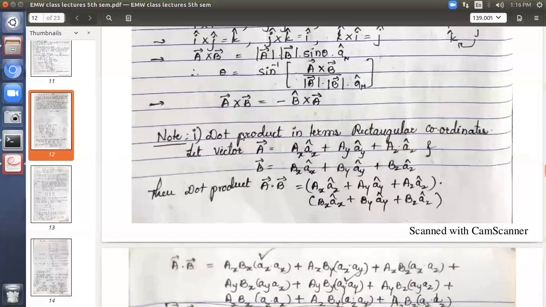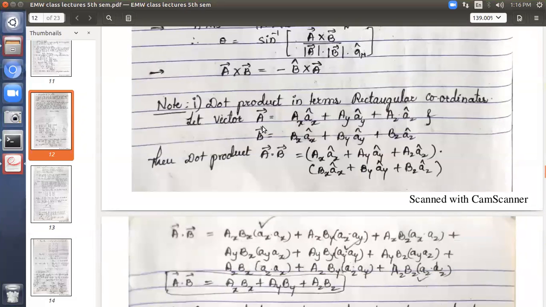Okay, let us continue the discussion. We were discussing the dot product and the cross product. As a note I have written here, please go through it. The dot product, if we want to write it in terms of rectangular coordinates, how can we write it?